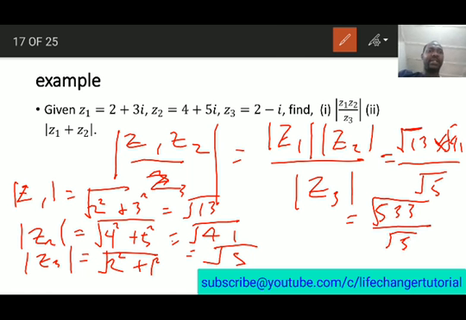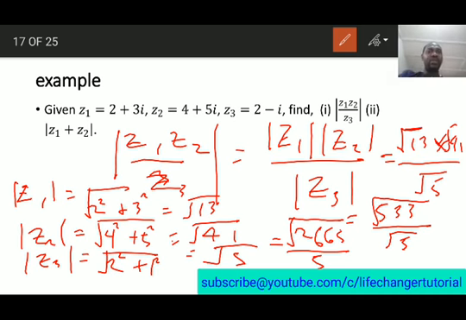If you want to rationalize that, we multiply both sides by root 5 over root 5. That is going to give us the square root of 2665, now divided by 5. So that's the answer we get there. Okay, so that is quite easy.